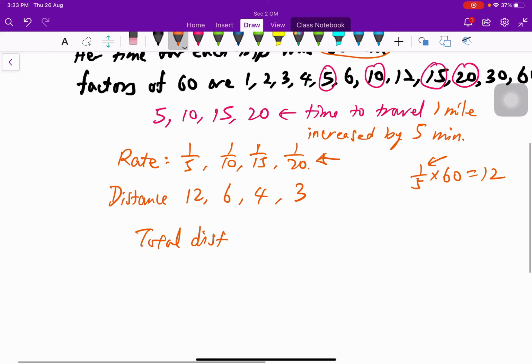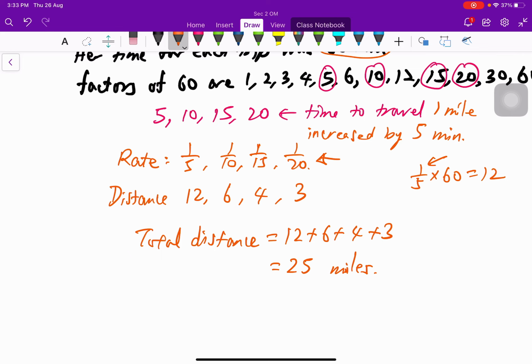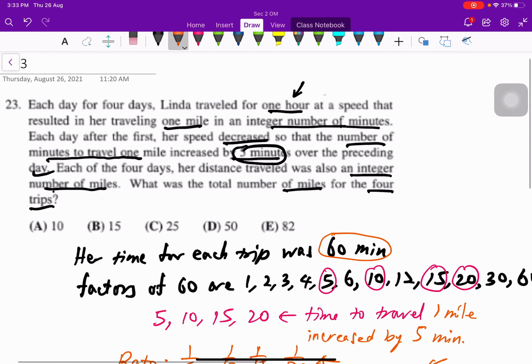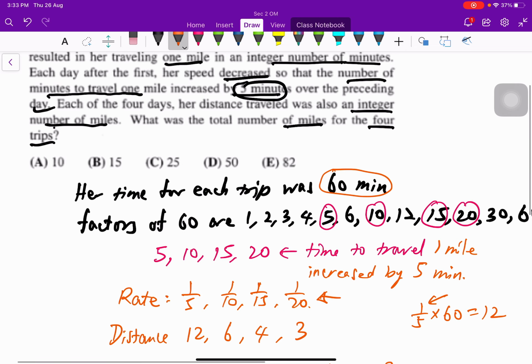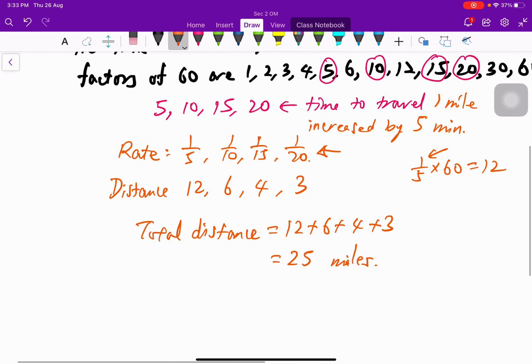This is a very tricky question. Total distance is actually 12 plus 6 plus 4 plus 3. In this case, the total is 25 miles. That means in these 4 days, she would have covered 25 miles. Therefore, the answer is actually C. All right, with that, I stop here.